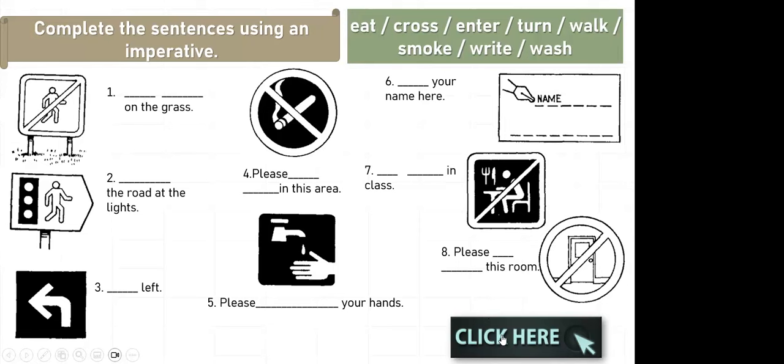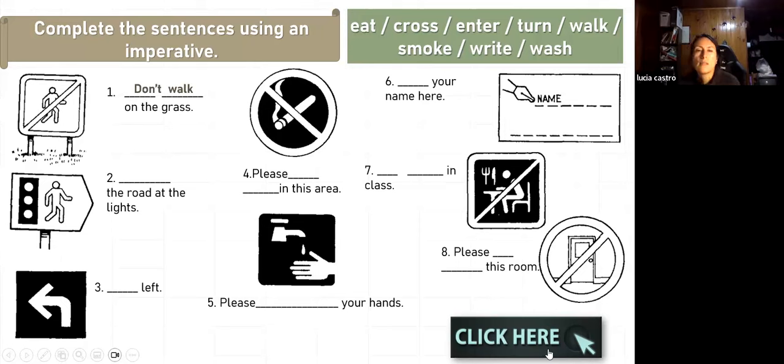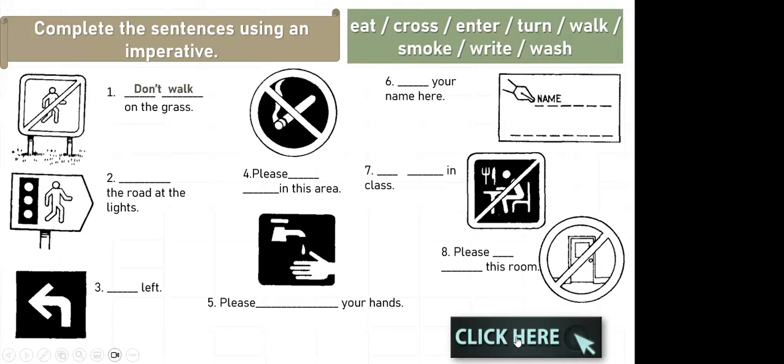I'll do the first one. Lucy, you can do number 2, okay? So you have an idea. For example, the first one: don't walk on the grass. Right, don't walk on the grass, correct. How about number 2? What do you think?